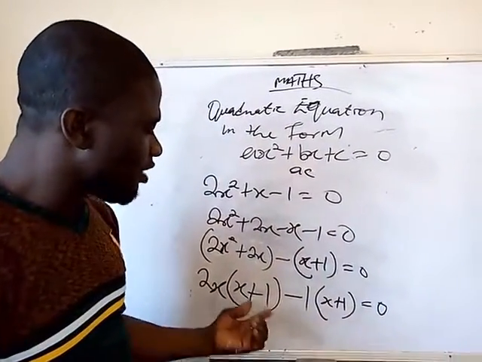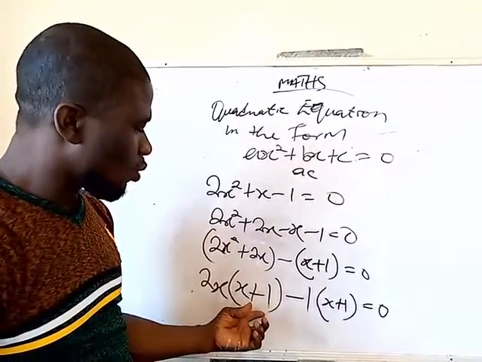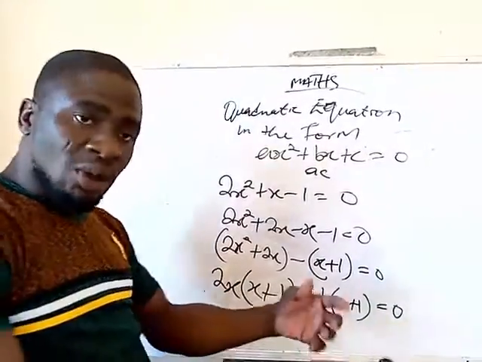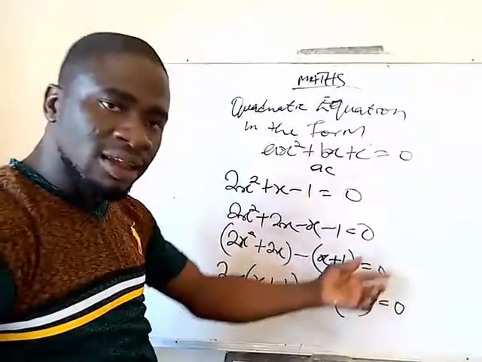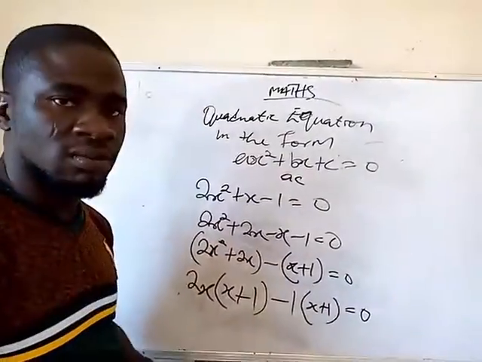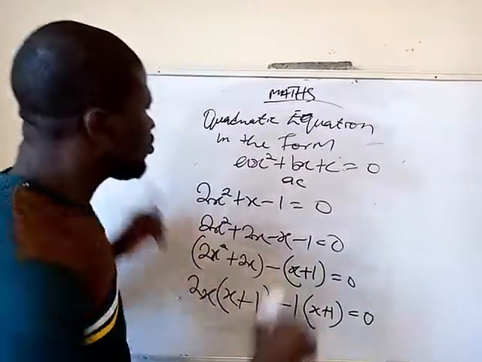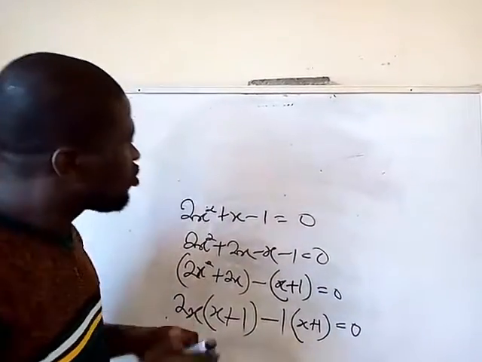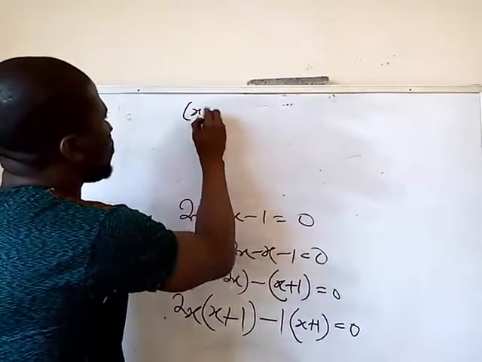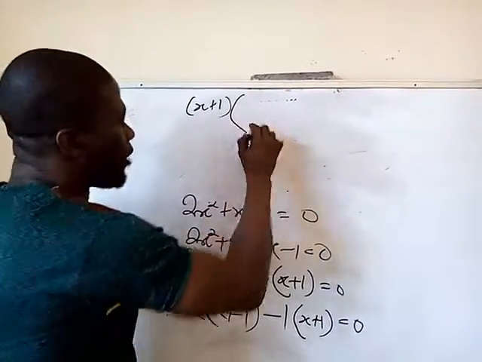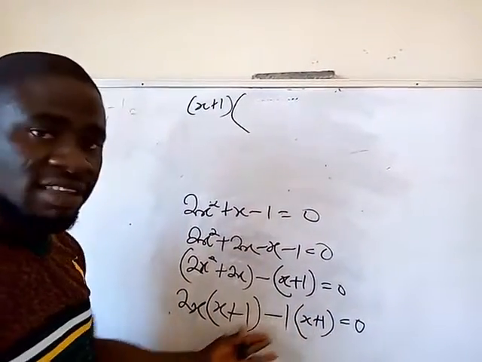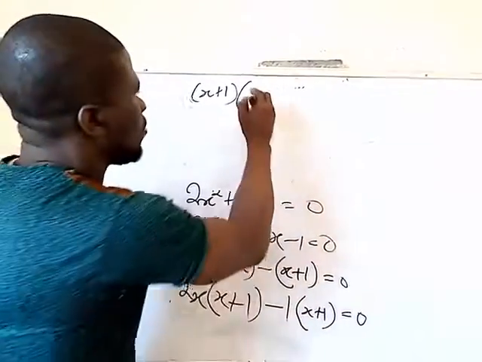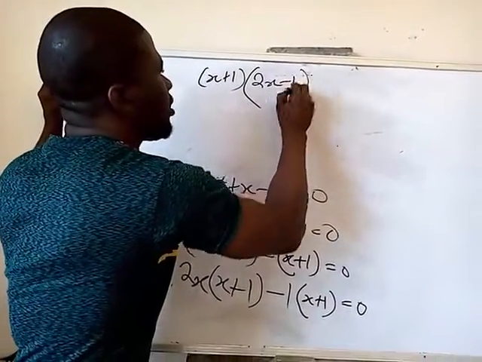At this point now, we have the first bracket equal to x plus 1, the second bracket x plus 1. So we factorize them out. Since they are common in the two places, you bring them out. When you bring them out, what you will have is x plus 1, open brackets. When you bring out this x plus 1, since they are common, you will have 2x minus 1. So you have 2x minus 1 equal to 0.